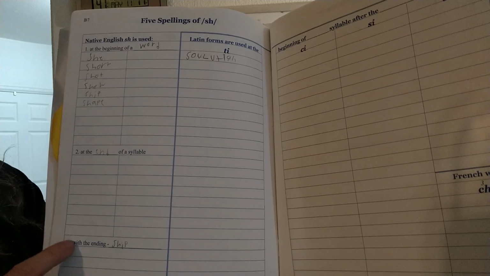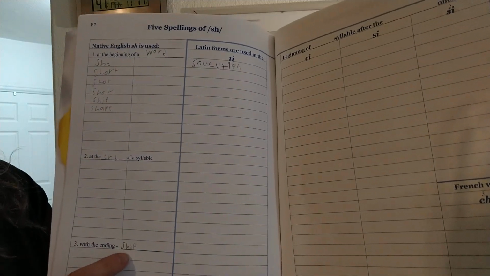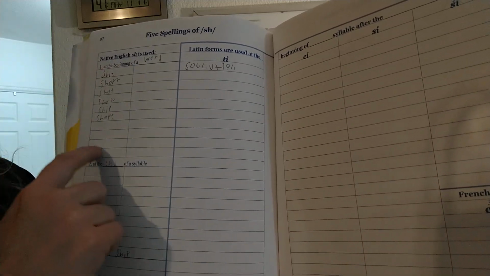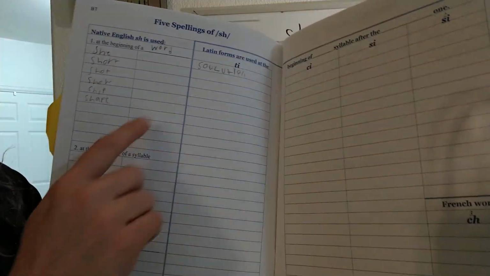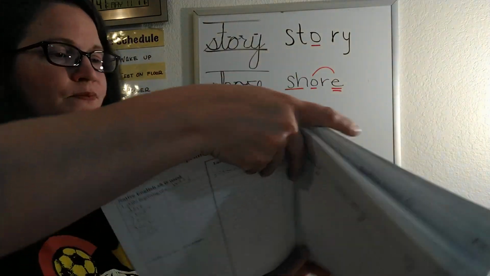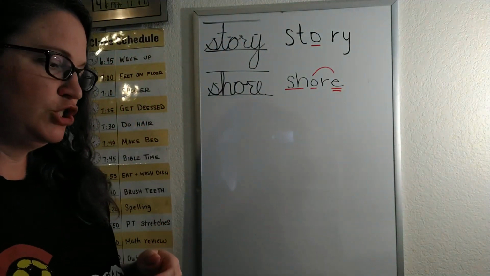Not at the end of a syllable, like fish, not with ending ship like friendship. We're going to write shore right here, not the T-I-C-I-S-I. Right there. Already have that written down? Nope. Okay. She, short, shop, show, ship, shore.